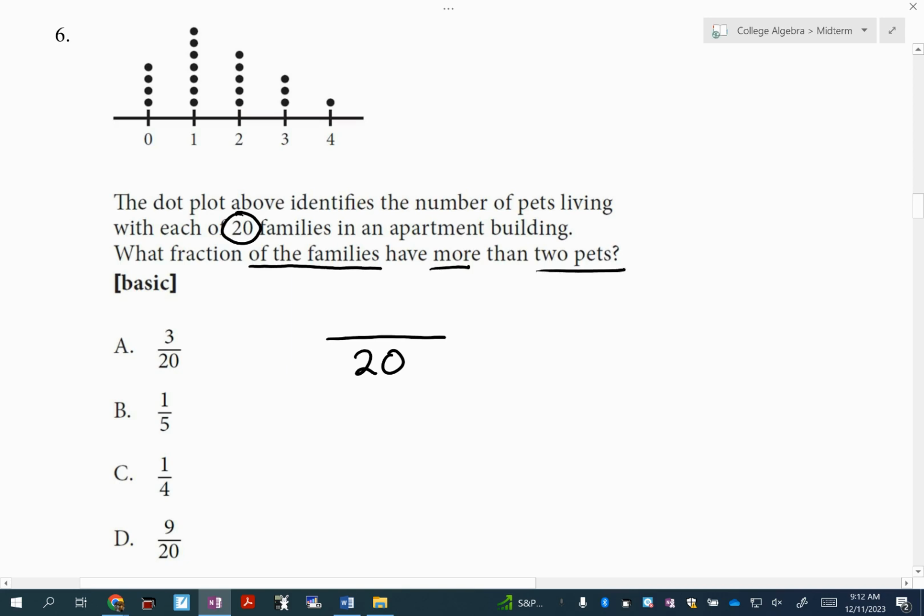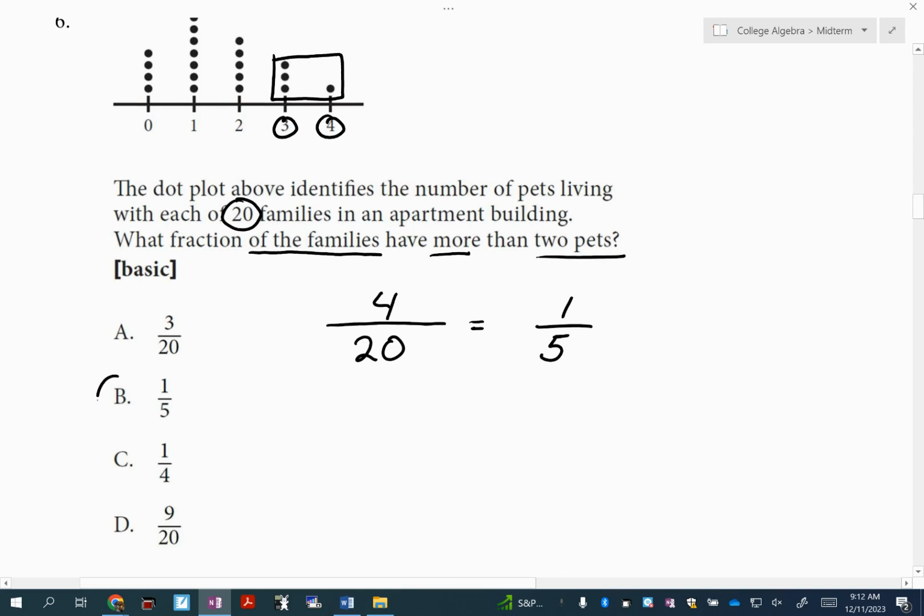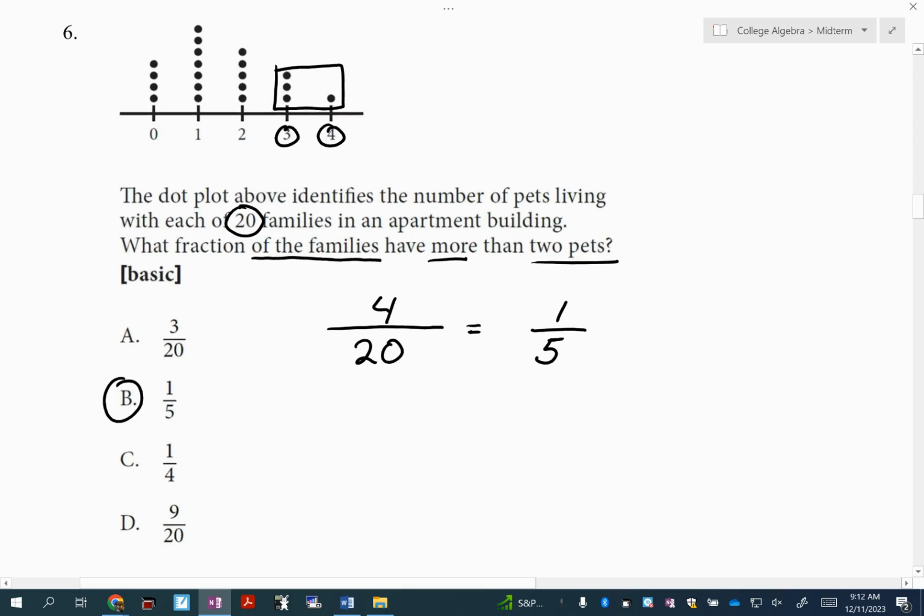So more than 2 would be 3 and 4. Count how many dots for the number of pets to be 3 or 4. That's 3 plus 1 makes 4 dots. When you reduce by dividing by 4 for each of these, you get 4 divided by 4, which is 1, and 20 divided by 4, which is 5. So 1/5 is the answer for number 6.